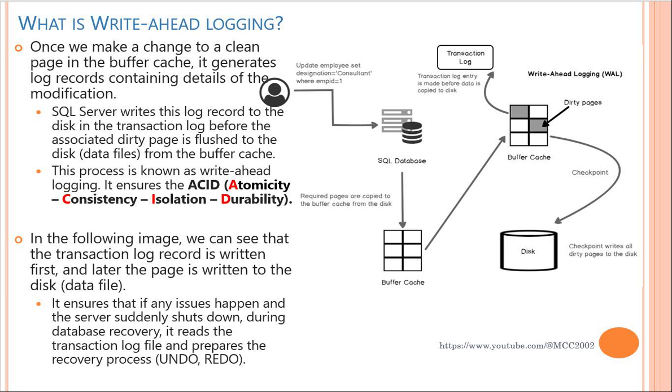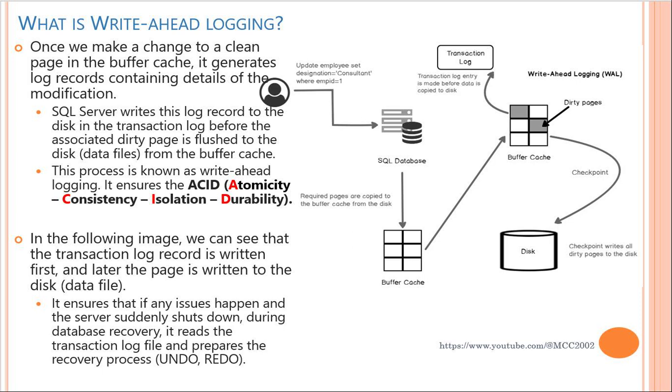So as write ahead log will ensure the ACID property. So what are ACID properties? ACID means atomicity, consistency, isolation and durability. Okay, so this is ACID property. All RDBMS follow this ACID property. In NoSQL you have the CAP theorem.